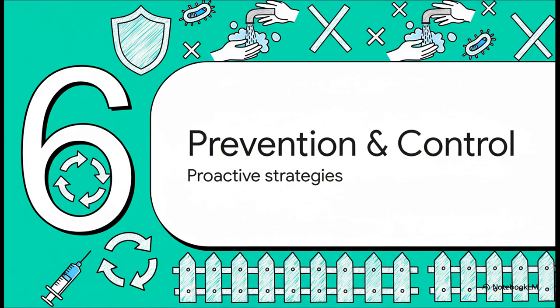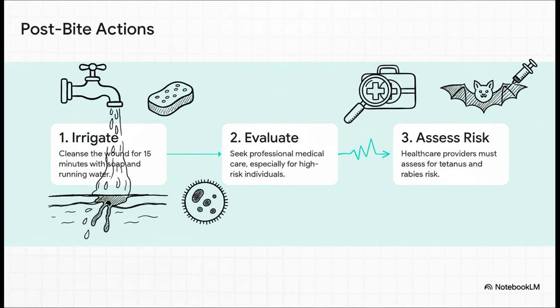All right, so we've talked about identifying and treating it. But let's wrap up with what's arguably the most important part. How do we stop these infections from even starting? And honestly, the most critical step has nothing to do with antibiotics. It's simple, immediate wound care. I'm talking about thoroughly washing that bite wound for a good 15 minutes with soap and running water. That mechanical cleaning can drastically lower the number of bacteria. After that, of course, you need a professional to take a look, assess how deep it is, and check on tetanus and rabies risk. That 1-2 punch is really the foundation of good prevention.